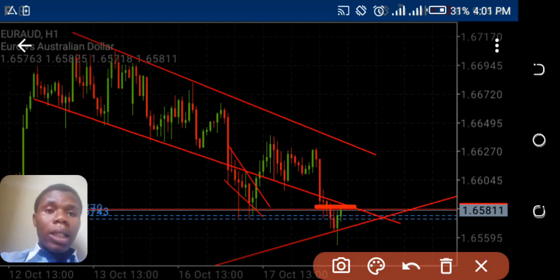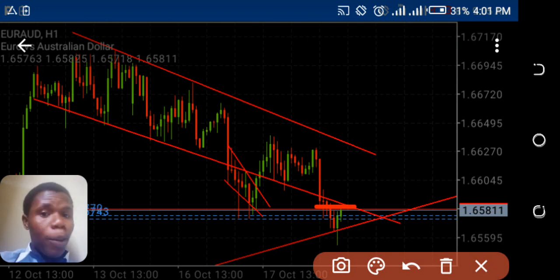But take note, before an entry will occur, I told my students this, please, there is something that will happen. One, there will be a break of structure. Two, there will be a trend line break. And the last one is the market will have to come and give you a valid area for you to enter. Now, a valid area is something we are going to be identifying, guys.